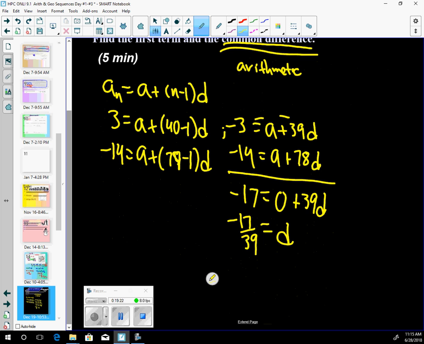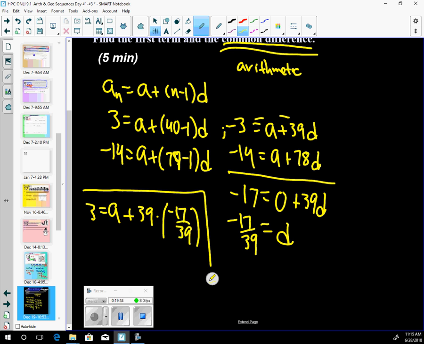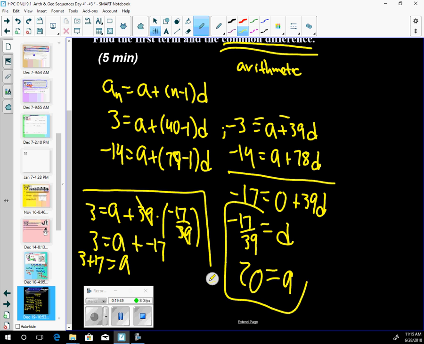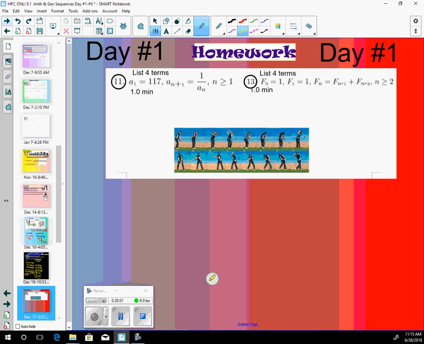So if you take this first one, you have 3 is equal to A plus 39 times negative 17 over 39. The 39s are going to cancel out. A is going to be 3 plus 17, or A is going to be 20. So not a clean difference, but A is pretty clean, and you would be able to figure those values out. So those are a couple of examples using those formulas. So now you should be able to do that homework pretty well.